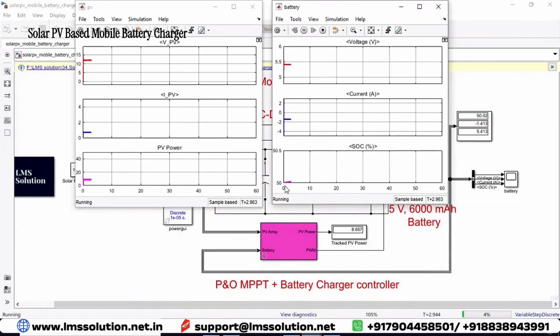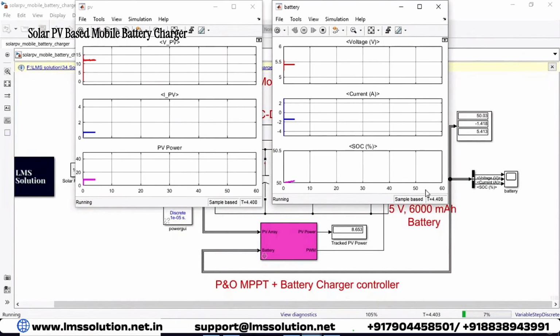Initially the state of charge will be 50%. Every second, the charge will be increasing. This charging depends upon how much charging current is given to the battery. Here I simulated between 0 to 60 seconds only. Finally you will see the variation from 0 to 60 seconds. At 0 seconds the battery charge is around 50%, and after 60 seconds you will get some more charge.